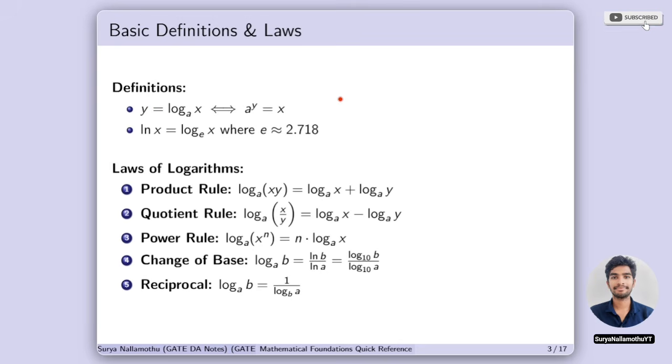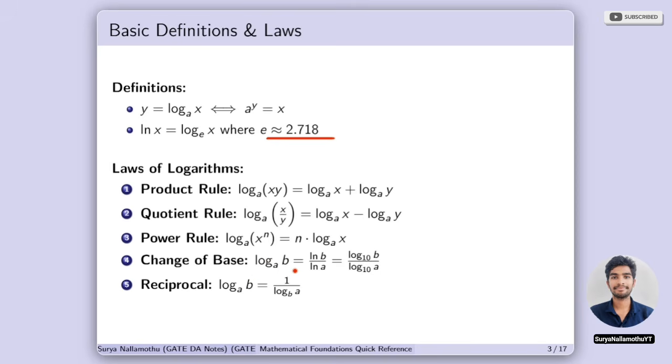You know, these are the formulas for logarithms. y is equal to log base a of x means a power y is equal to x. So ln of x is equal to log base e of x, where the value of e is 2.718. Remember this value. The product rule is log ab is equal to log a plus log b, the quotient rule is log a by b is equal to log a minus log b, and the power rule is log of x power n is equal to n into log x.